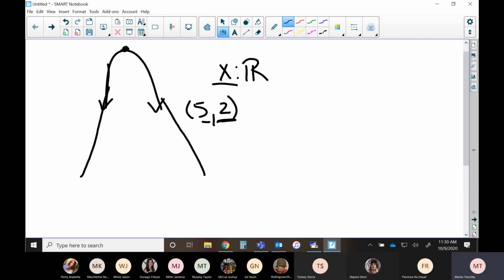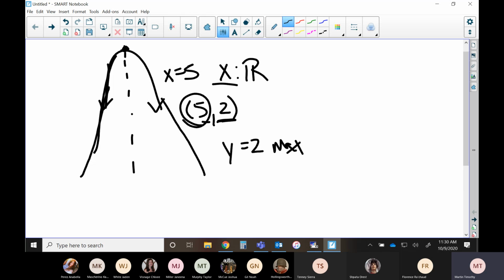This is the vertex. That's the axis of symmetry, right? I'm just trying to show you when I know the vertex, things go through it, right? The axis of symmetry goes through the vertex. So x equals 5 is my axis of symmetry. I understood that because of this. My maximum is y equals 2. And why is that a max? Because I know this thing's facing down.